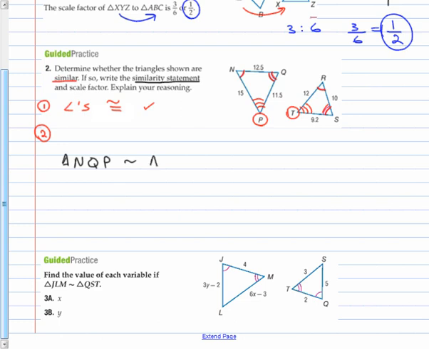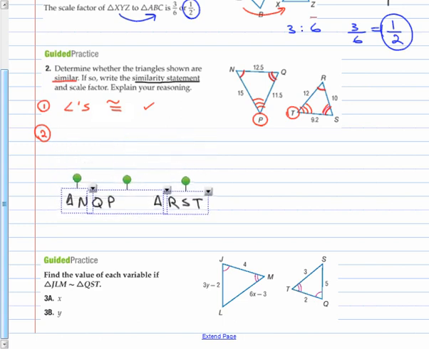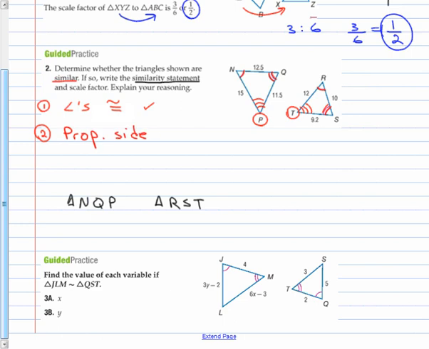But if it is similar, the order, I'm going to remove the similar for a minute because we don't know, the order would have to be RST, RST, so that I can keep straight the proportional sides that I am going to be checking. That's my second check. I need to have proportional sides. So let's do some numbers out here.